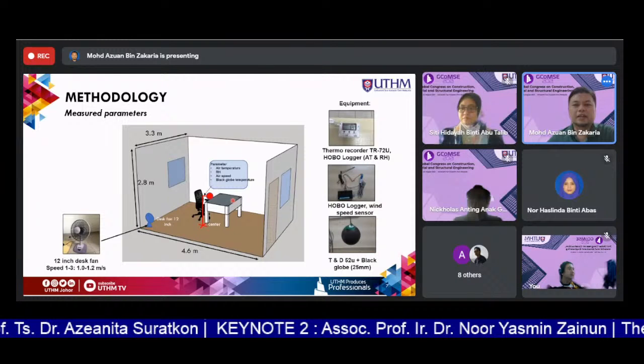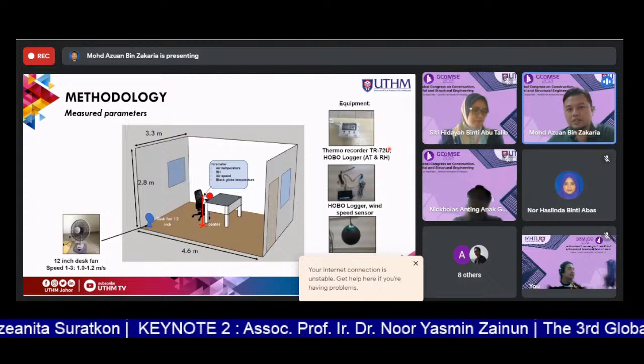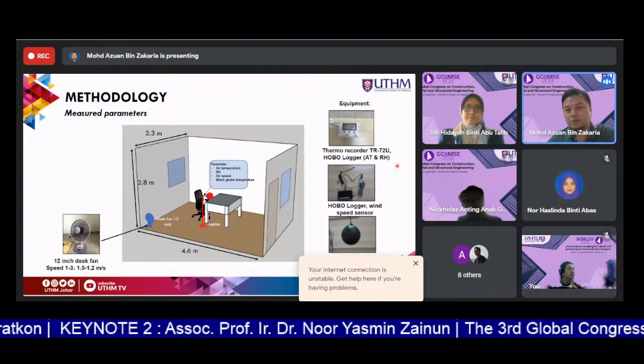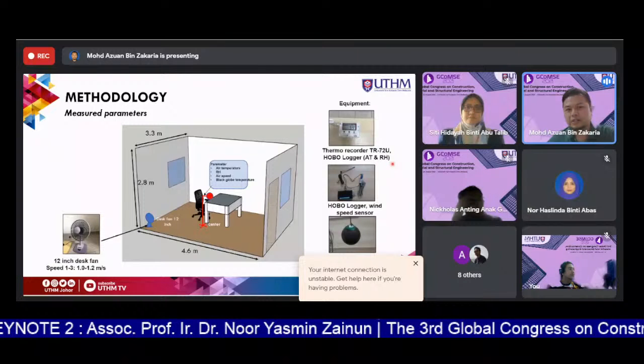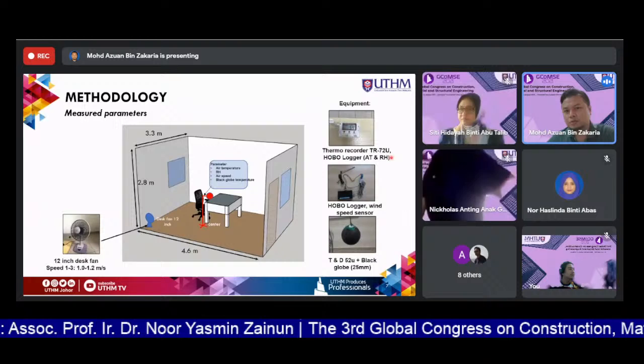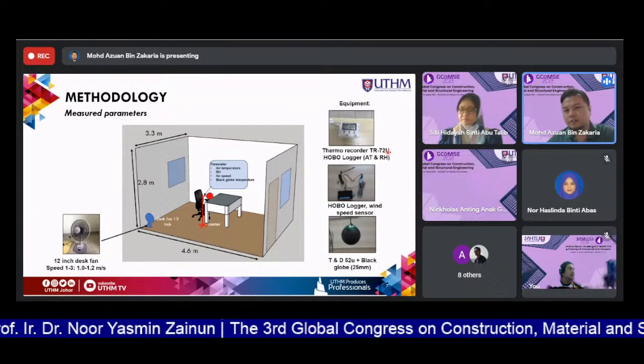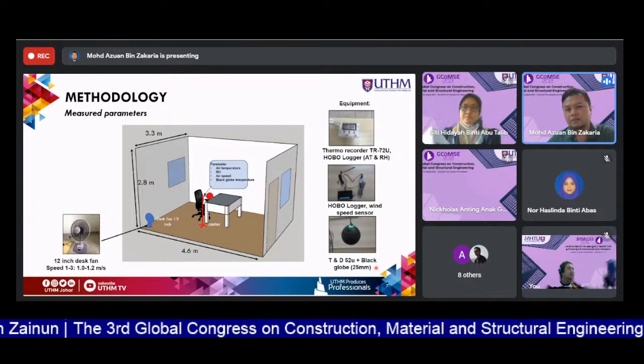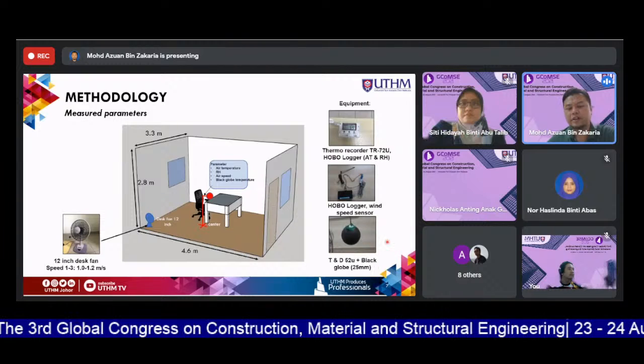Okay, and then the right side shows some of the sensors. For example, the thermo recorder TR72U, which records temperature and relative humidity. And then we have a hot-wire anemometer for wind speed, and we have a black globe temperature sensor to measure radiant temperature.